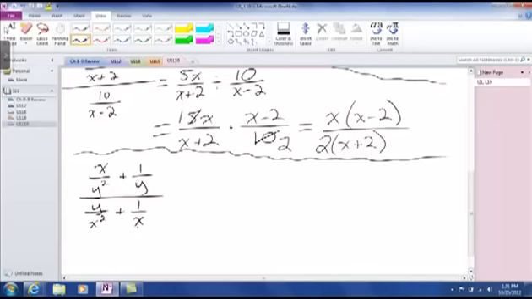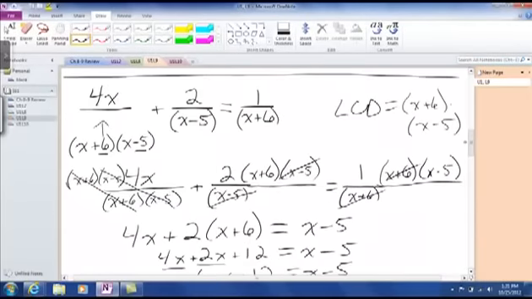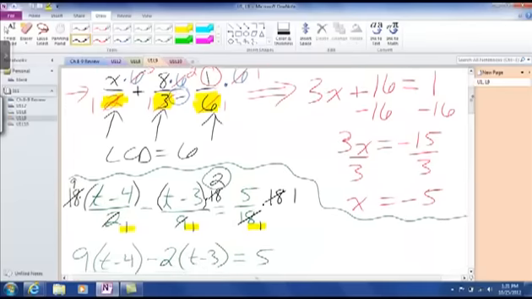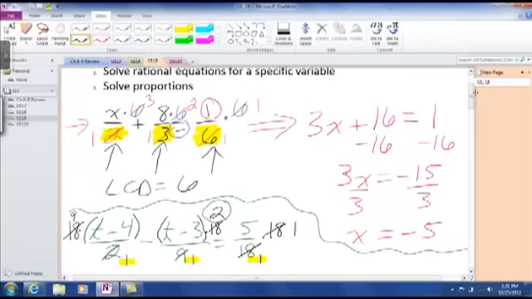But this, we're actually going to want to work like what I introduced to you back in lesson 9. Remember basically what we did is we found the LCD of all the fractions and we multiplied by that LCD. So on this first problem the LCD was 6, so I multiplied every single fraction by 6.